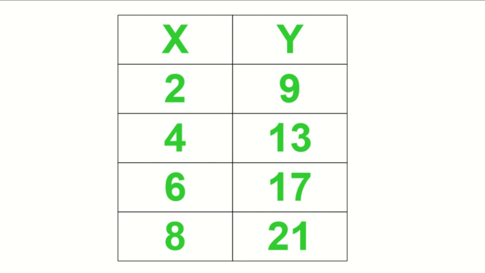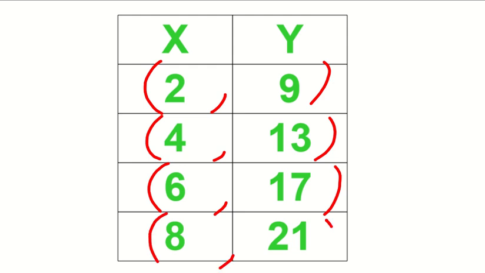So tables generally look like this. Sometimes they're labeled with different things, but the x values are on the left when you have a vertical table like this. X values on the left, y values on the right. All a table is, is a list of ordered pairs. So if they wrote them out as ordered pairs, we would basically have (2, 9), (4, 13), (6, 17), (8, 21) in this case. That would just be 4 ordered pairs listed out, okay?